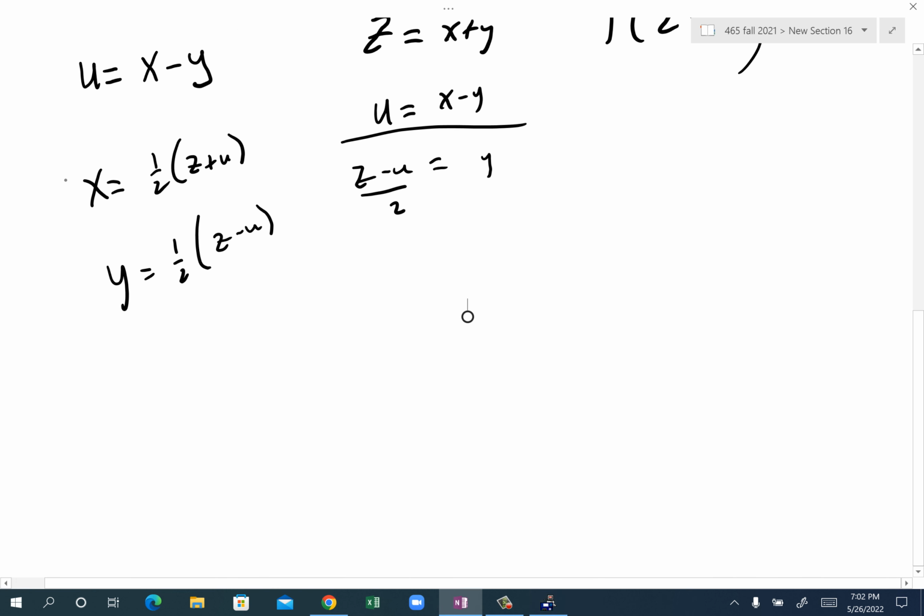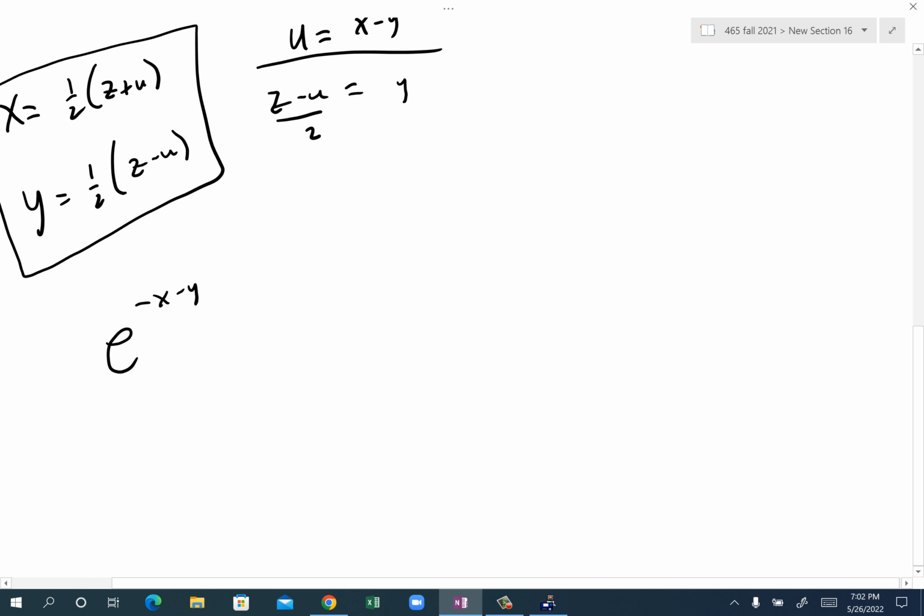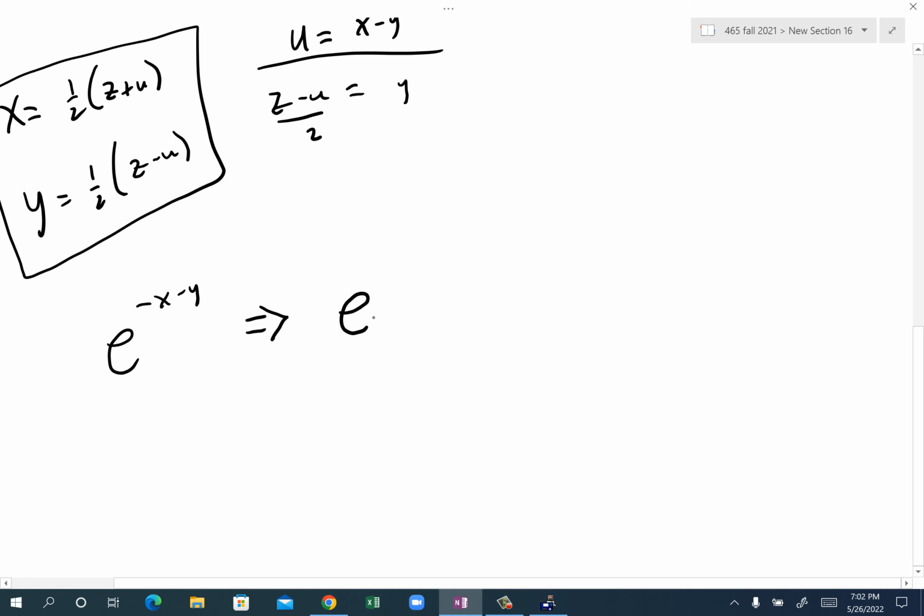Lovely. These are our substitutions. So remember, our function was this guy here. Now our function is going to transform to this guy. So e to the negative x is going to be e to the negative 1/2 z minus 1/2 u.